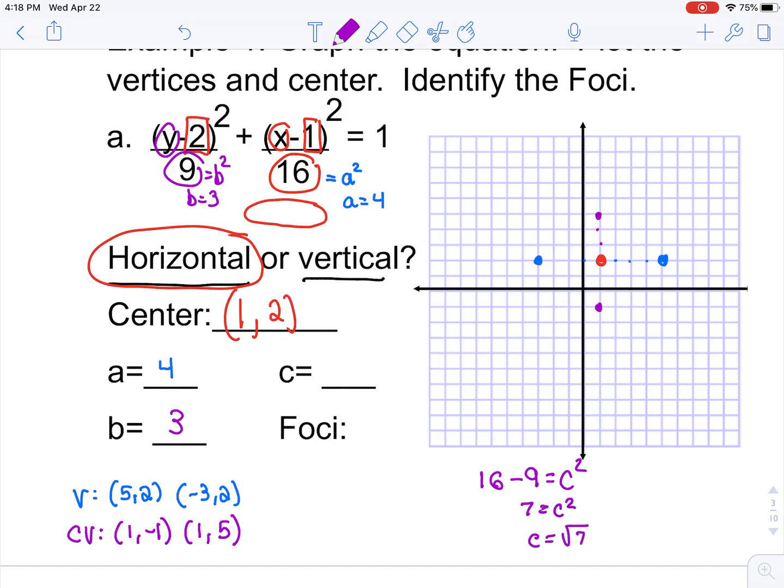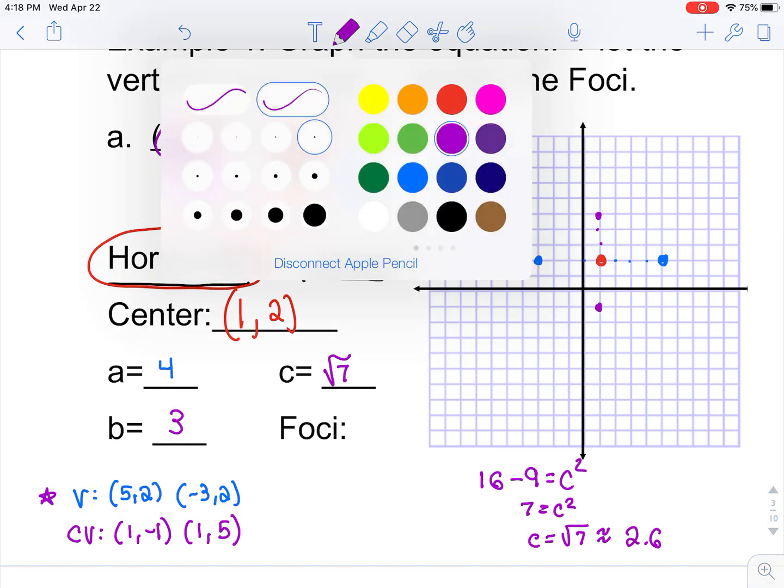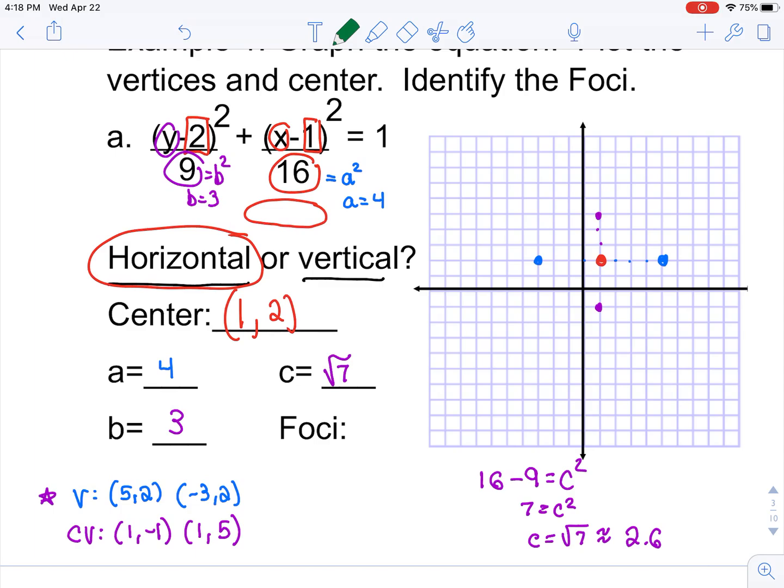Which means that C is the square root of 7, which is approximately 2.6. When I am identifying my foci, or focal points, remember I'm going to be plotting these along the major axis, so that's the same as those vertices. I'm going to plot these in green. I'm going to be going out 2.6 places, and going the other direction 2.6 places, and plotting these points.